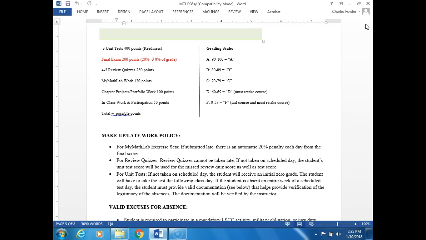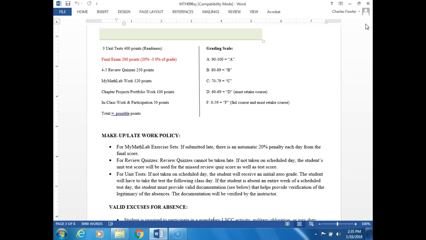I don't know about My Math Lab will do it. For review quizzes, they say they cannot be taken late. If not taken on a scheduled day, the student's unit test score will be used for the missed review quiz. We'll figure it out. I'm not as strict as this sounds like it is. If you need another day, we'll work that out.